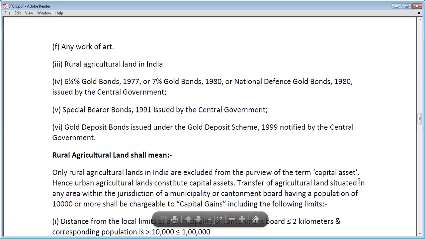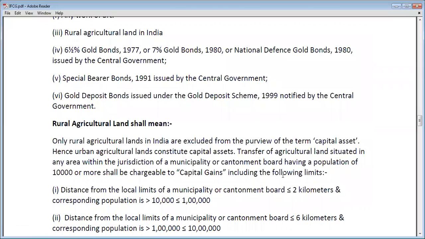Now, transfer of agricultural land situated in any area within the jurisdiction of a municipality or cantonment board having a population of 10,000 or more shall be chargeable to capital gain, subject to the following limits. Rural agricultural land will never be included in capital assets, but urban agricultural land will always be capital assets. Agricultural land situated in a municipality or cantonment area with a population of 10,000 or more, if transferred, will be included in capital gain, that is, in capital assets.